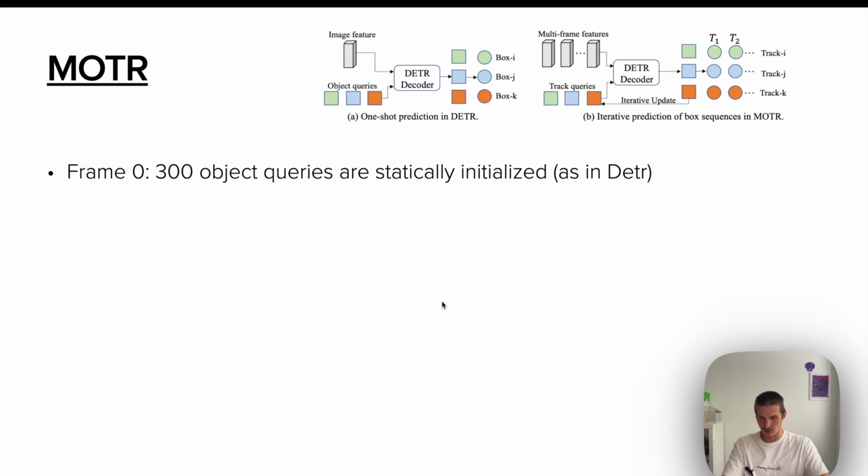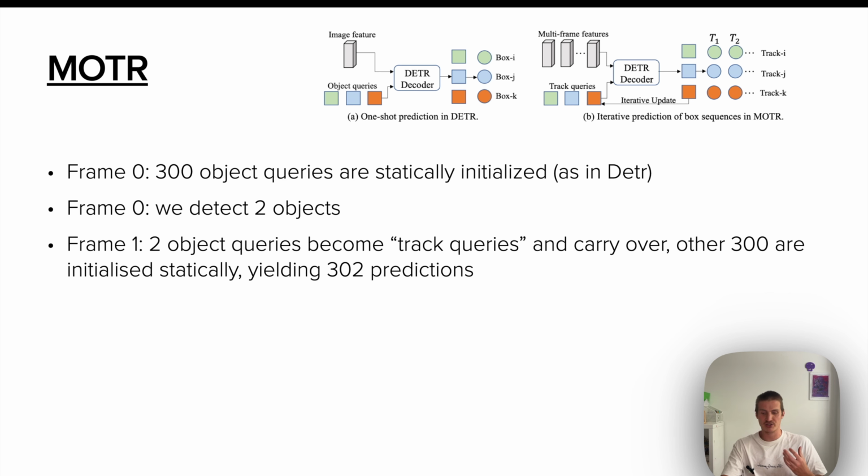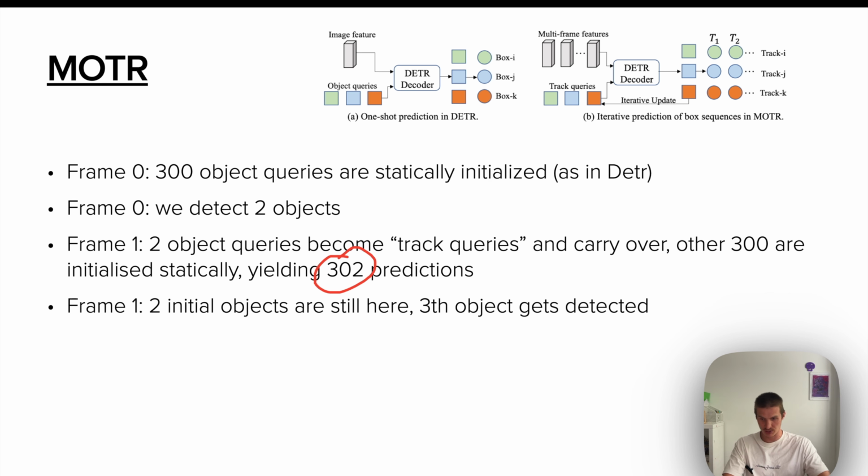So this is, again, an example of how that might look. In frame 0, we have 300 object queries that are statically initialized, which means they are not actually dependent on the image, but they are trainable. Then after inference on the first frame, we detect 2 objects. So those 2 predictions, 2 output embeddings, become track queries, and then they carry over to the next frame. And when doing predictions for the next frame, we'll still have the 300 statically initialized queries as well. So for the next frame, we actually will have 302 input queries and 302 predictions.